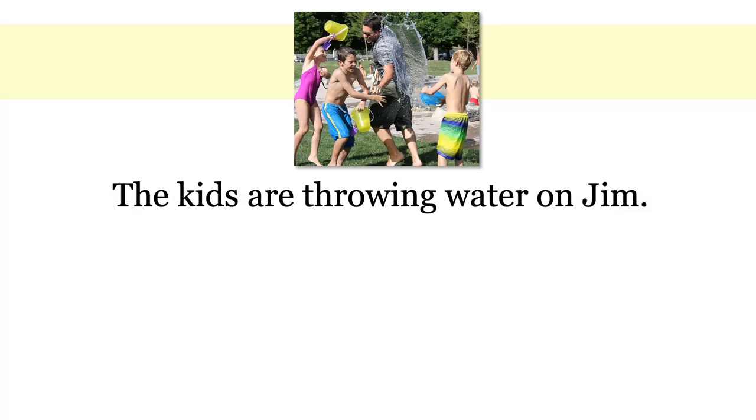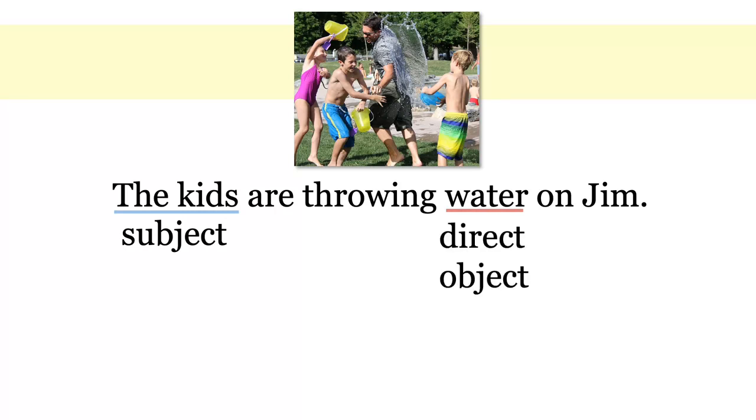The kids are throwing water on Jim. Let's look at this sentence. First, what's the subject? The kids, right? The kids are the subject because they are throwing. Now, what's the object? The object is the thing that the kids are throwing. So that's the water. The water here is the direct object because the kids are throwing it.